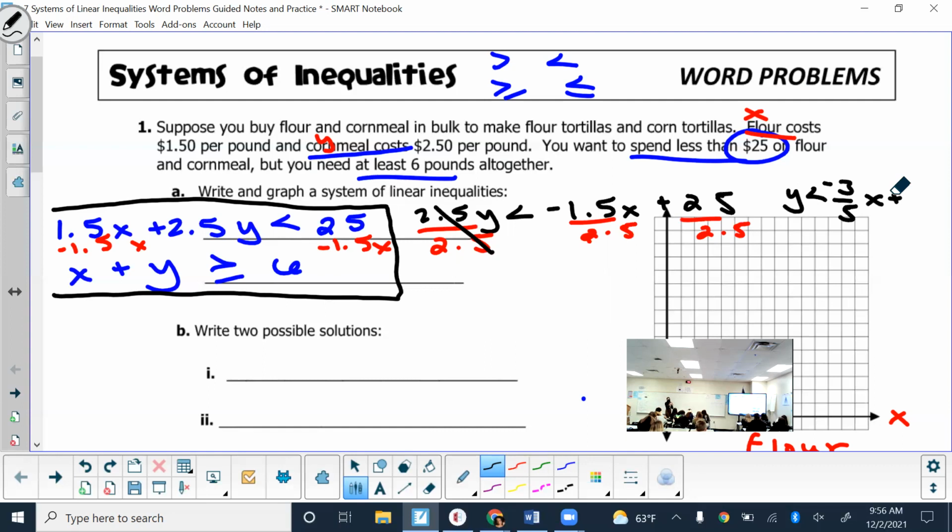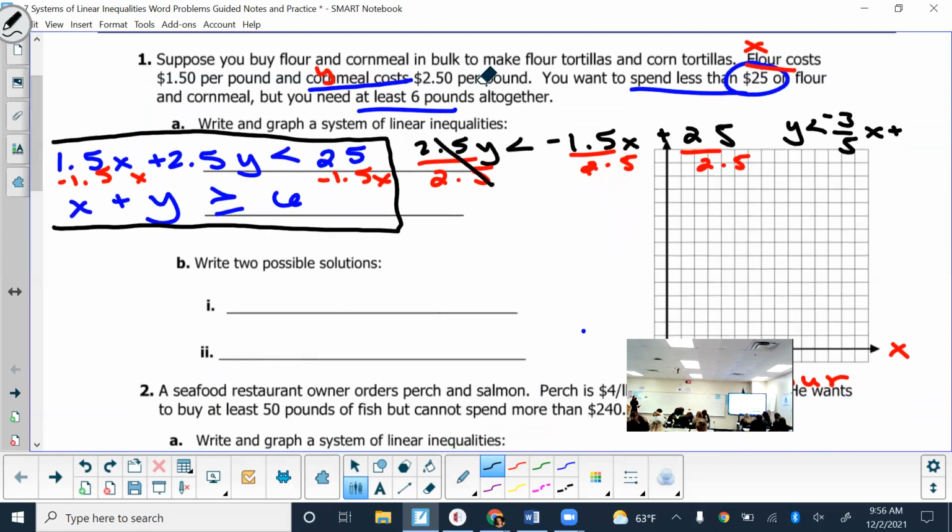Someone have a calculator? Really, you should all have your calculator out, whether it's on your Chromebook or handheld. But 25 divided by 2.5 is positive 10. Right, so now it's in slope-intercept form.